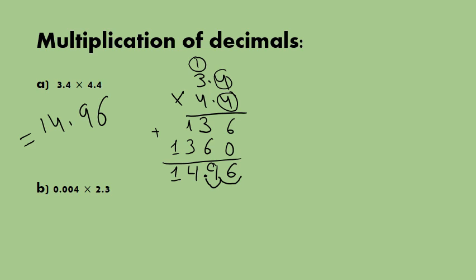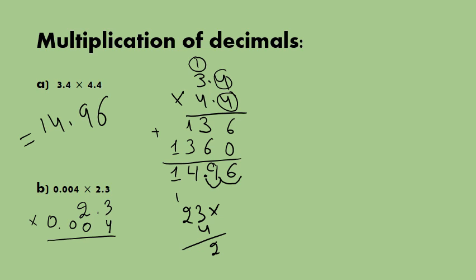Let's move to this. Sharif, 0.004. It's like 4. And times 2.3. It's like 23. So as if we are multiplying 23 times 4, right? 4 times 3 equals 12. 4 times 2 equals 8. 8 plus 1, 9.